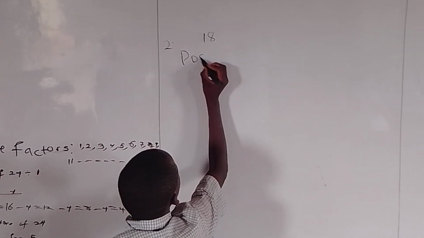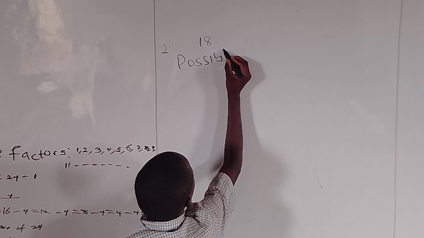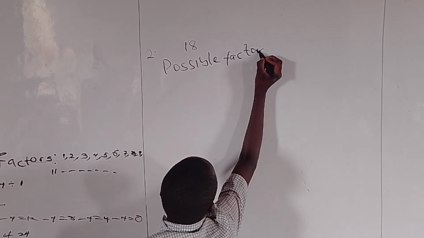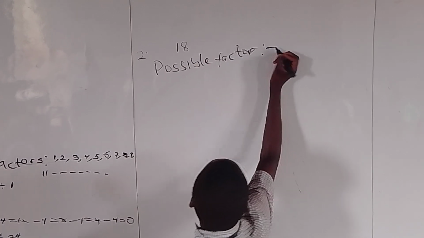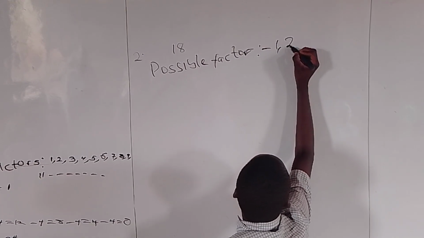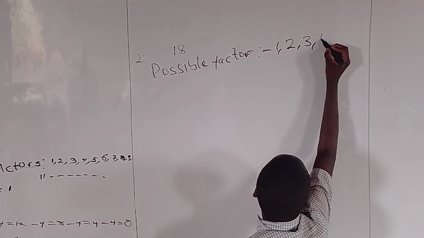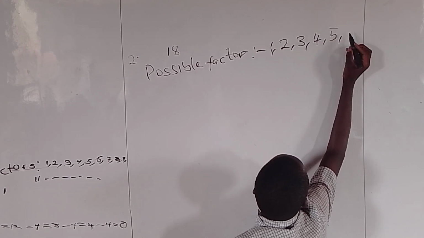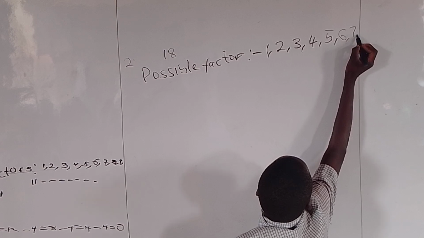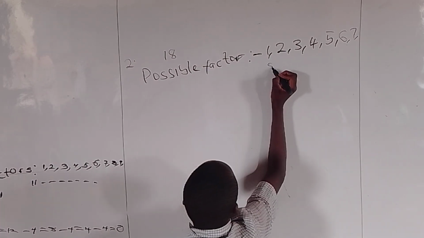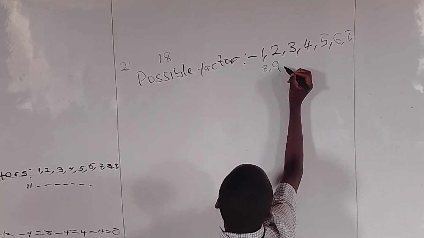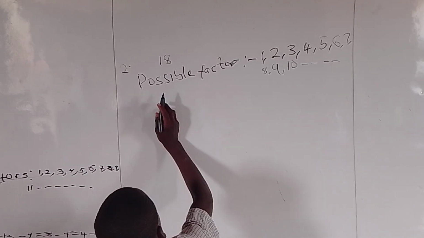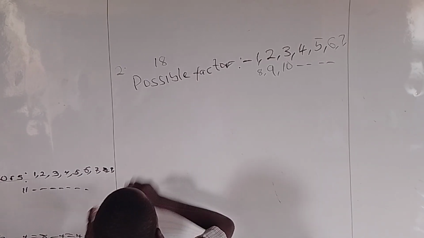Possible factors of 18 are 1, 2, 3, 4, 5, 6, 7, 8, 9, 10, and so on. We also know that 1 is a factor of 18.